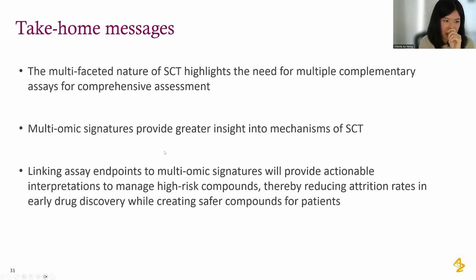Furthermore, I've shown that with the transcriptomic data set we had, and hopefully with the metabolomics as well, we will identify multi-omic signatures, which can provide greater insight into the mechanisms of structural cardiotox. But more importantly, a part which I touched upon but didn't really elaborate on, but it would be good as a future work point, is that we can link the assay endpoints which we identify to multi-omic signatures, and therefore create actionable interpretations to manage high-risk compounds, and ultimately work to reduce attrition rates in early drug discovery while creating safer compounds for patients.